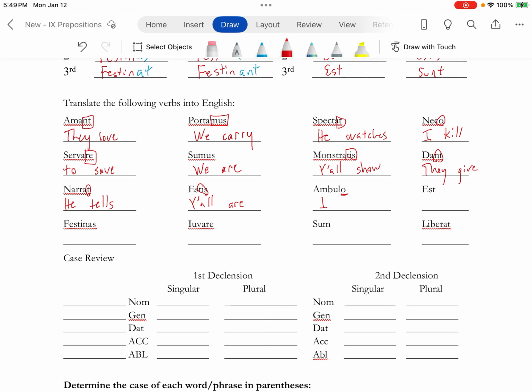O is I, I'm below, I walk. S, the T is he, she, or it is, so he is. The S on festinas is you, so you hurry. Juvare, RE, to help. Sum, I am. And liberat, T, he, she, or it, frees or liberates.